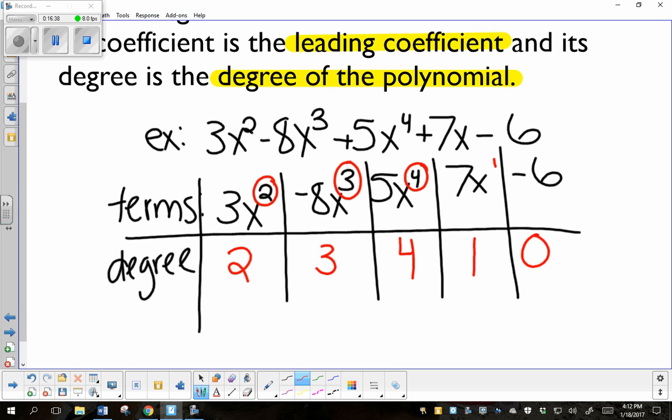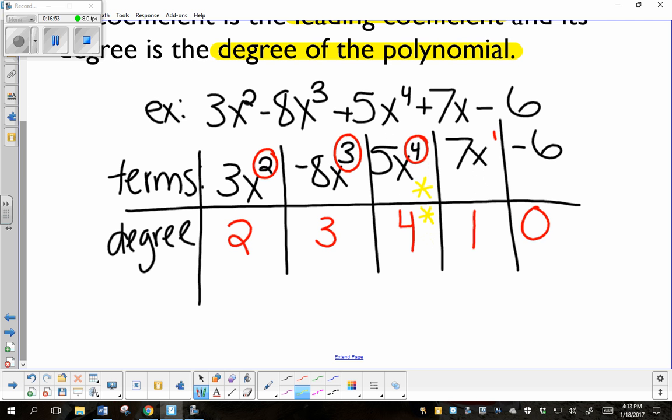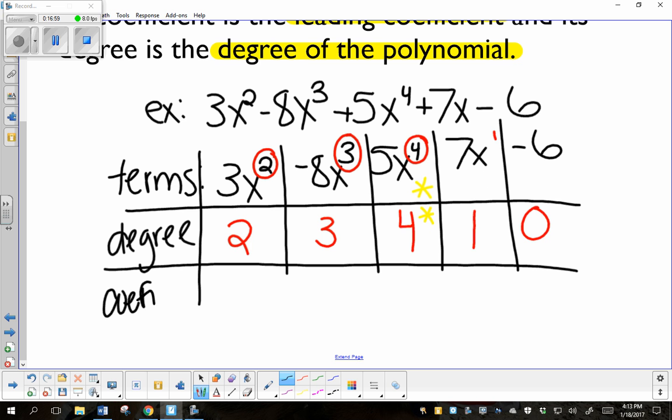So we already know that the leading term of this polynomial is the one with the highest degree. The highest degree was 4, so we know that this is the leading term. We'll write that in just a second. I also want to talk about the coefficient because we're going to talk about what the leading coefficient is. So let's write down the coefficient of each of these terms.